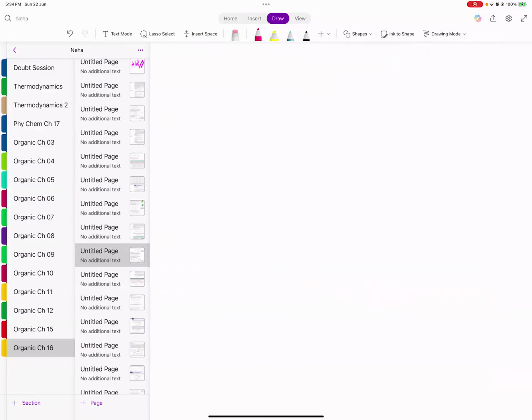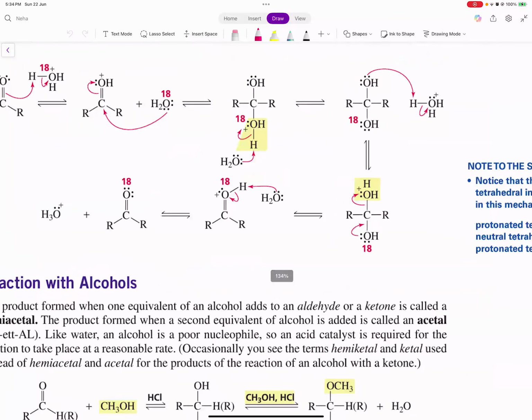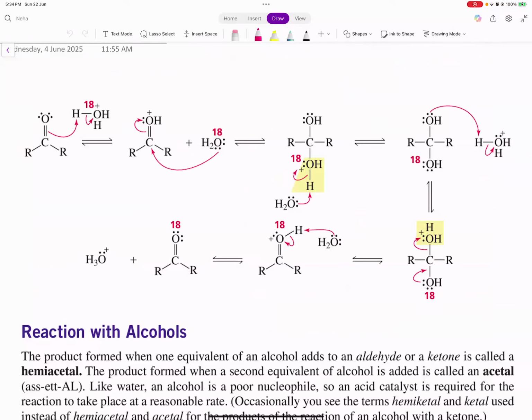Now, how do we know that hydrate is formed? Initially we start with a ketone in which the oxygen is not isotopically labeled. Now we treat it with water in which the oxygen of the water is isotopically labeled, oxygen-18. Now if the mechanism goes on, then finally we are going to isolate also a ketone, since everything is in equilibrium, in which the oxygen has been isotopically labeled. Just go through this mechanism.